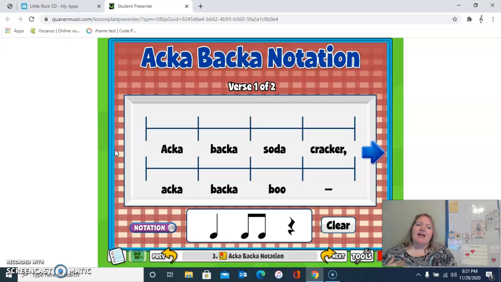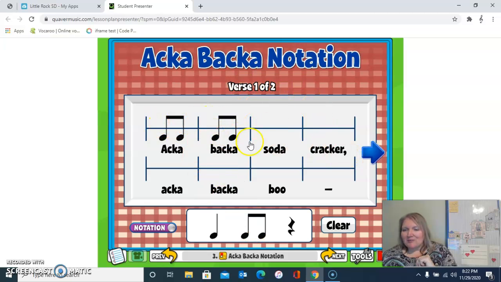So be my echo. Acca-bacca soda cracker. Acca-bacca soda cracker. Okay, now we're going to clap that out. Acca-bacca soda cracker. So if we just do one, and this is one beat right here. If I do this one beat, acca, we know that's two sounds on a beat. So that's going to be our eighth note pair, right? So you're just going to come and finish these out. Acca-bacca soda cracker. Well, that sounds a lot like a bunch of eighth note pairs, doesn't it?